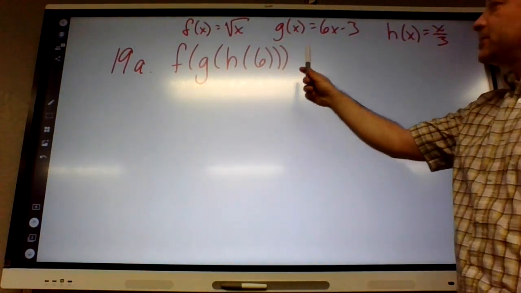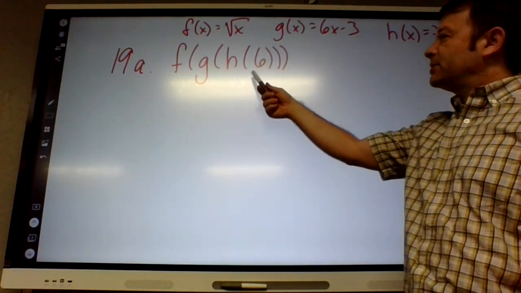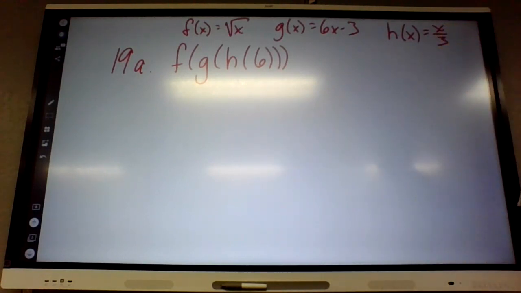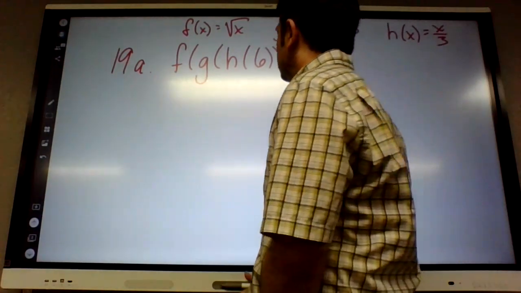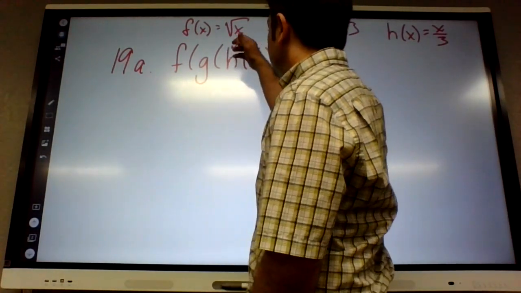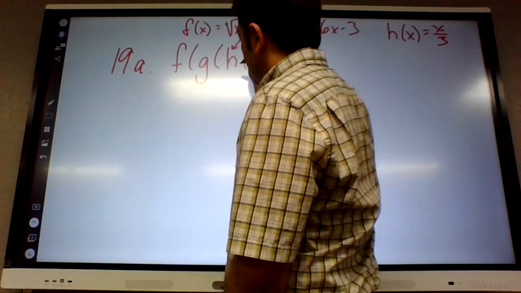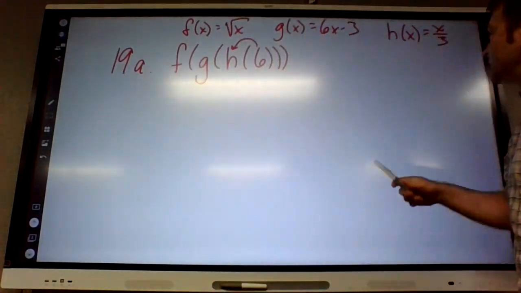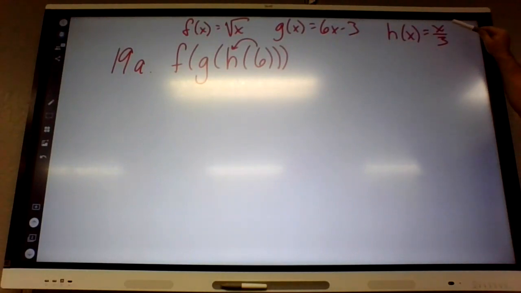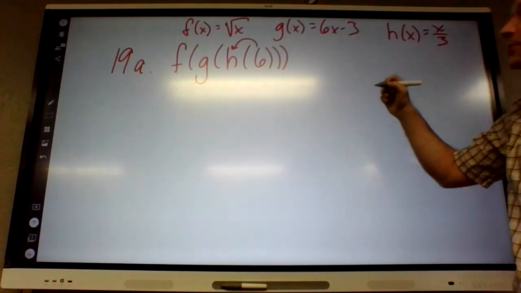Okay, what do you guys think this means? We kind of did stuff like this yesterday. F of G of H of 6. Plug 6 in for H, then whatever you get from H, go to G, and then whatever you get from G, go to F. Alright, plug 6 into the H function. Whatever you get for that, plug it into the G. Whatever you get for that, plug it into F. So what is H of 6 going to be? 6 divided by 3 is 2.